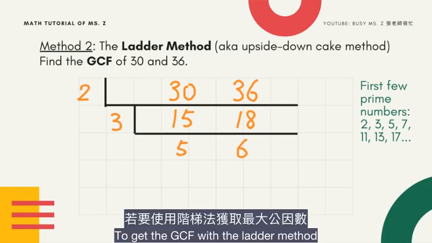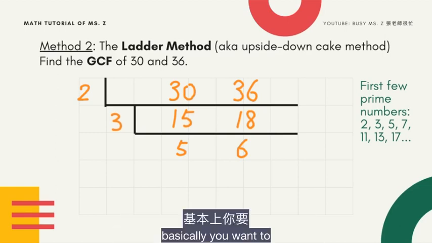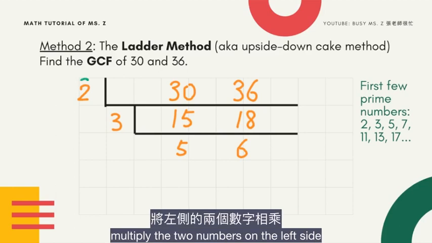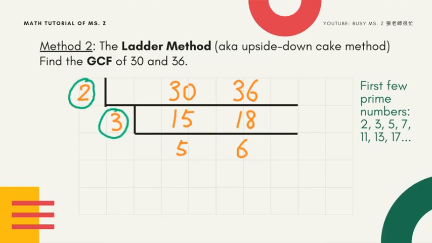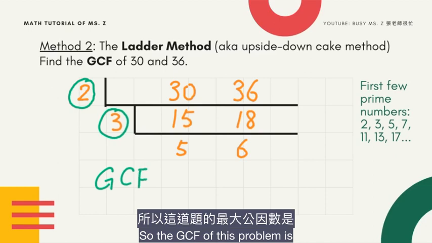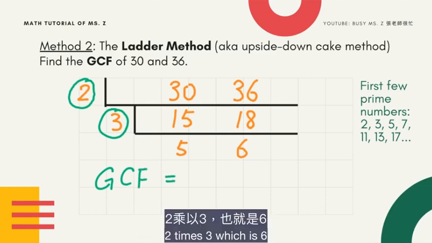To get the GCF with the ladder method, basically you want to multiply the 2 numbers on the left side. So the GCF of this problem is 2 times 3, which is 6.